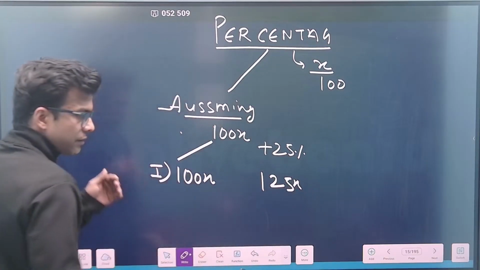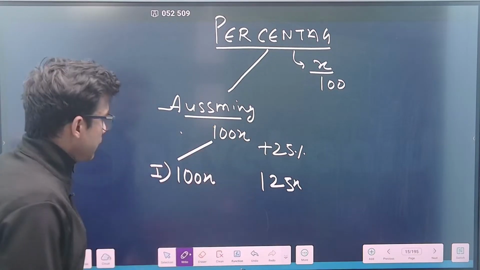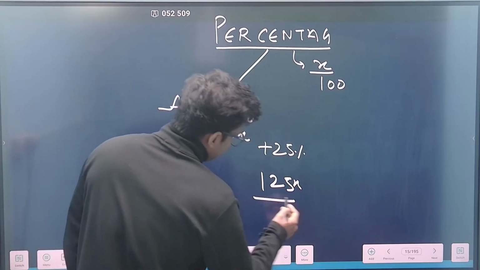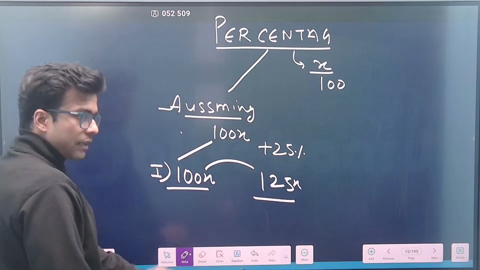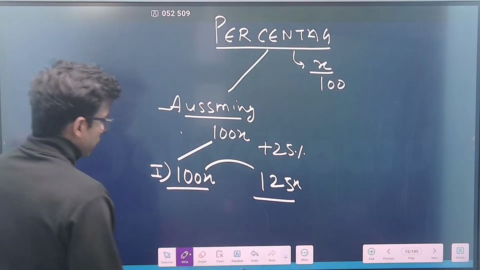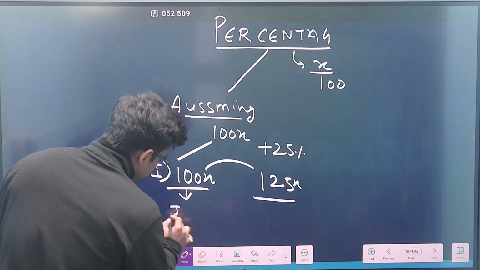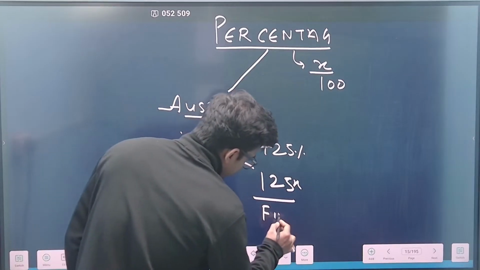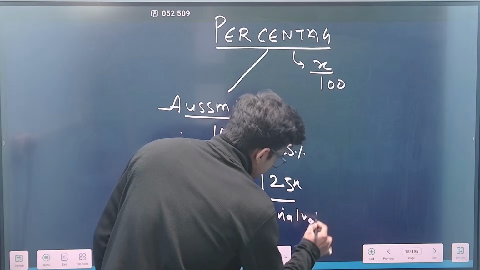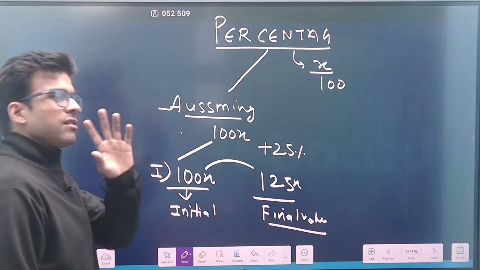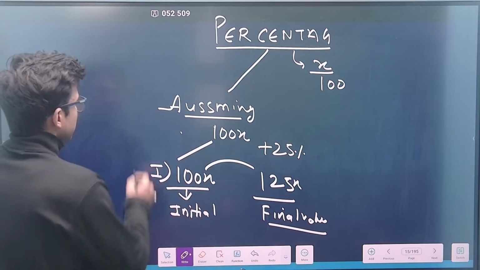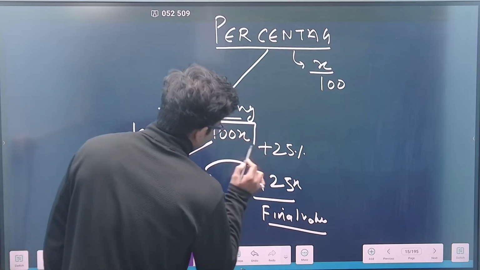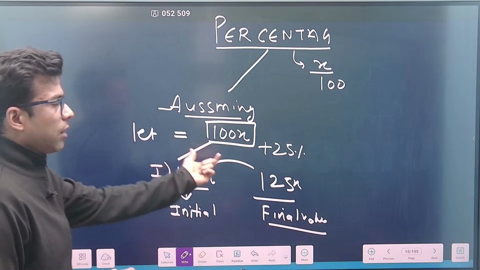Mind my words, this is according to us: first I assume the value as 100x, and then after the increment it increases to 125x. So this is my initial value, and this becomes my final value. This is one of the methods, where you always assume, let the number be 100x, assuming the main content as 100x.